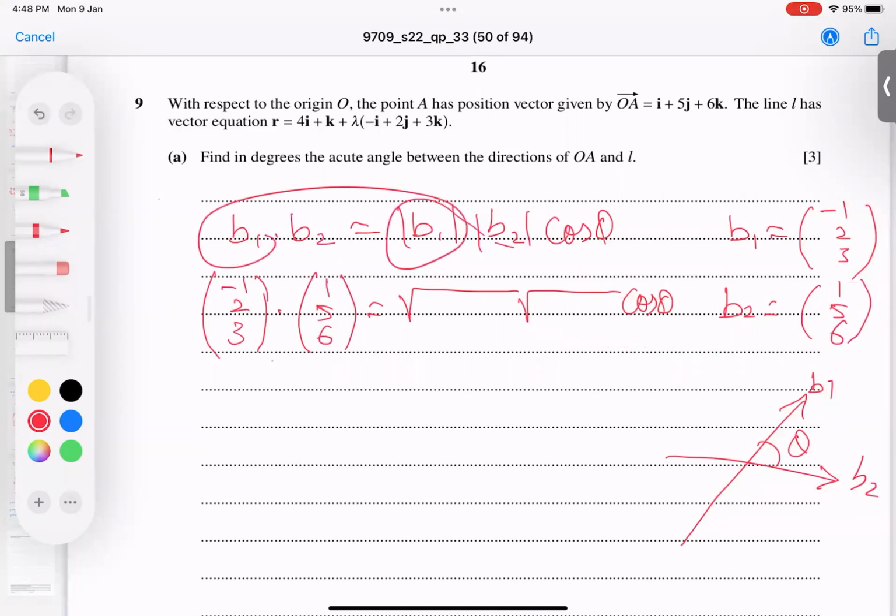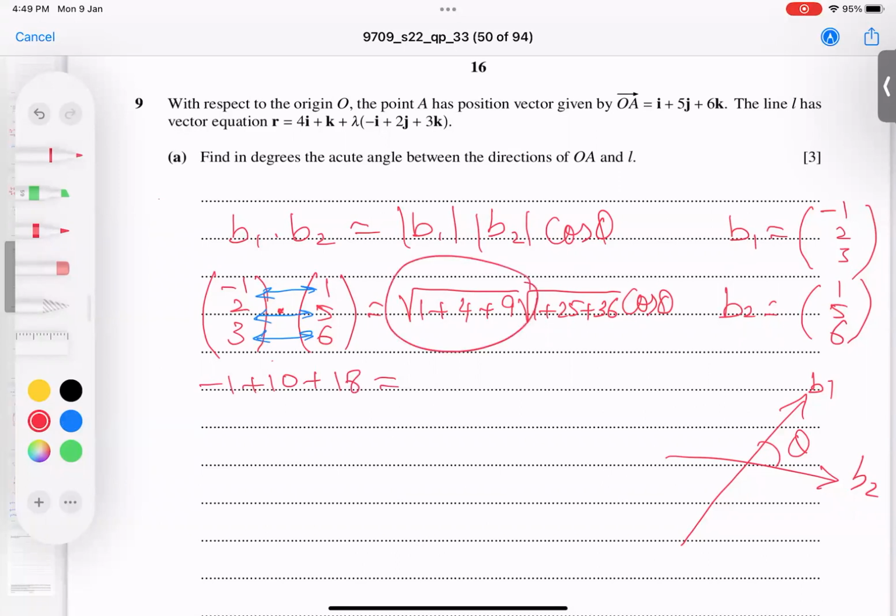Here the magnitude of B1 means the square of negative 1, the square of 2 and the square of 3. I'm writing directly 1 plus 4 plus 9. In the same manner here, 1 plus 25 plus 36. Now the dot product formula, all of you know the rule: multiply corresponding components, i with i, j with j, and k with k. I get negative 1, 4 2s are 10, 3 6s are 18.